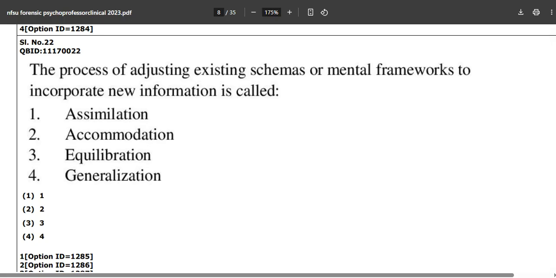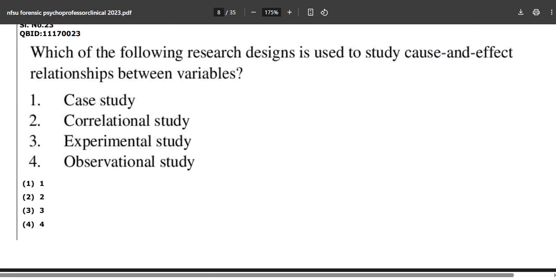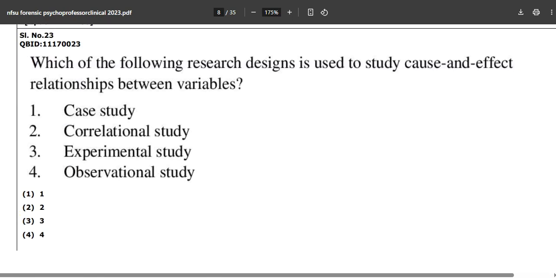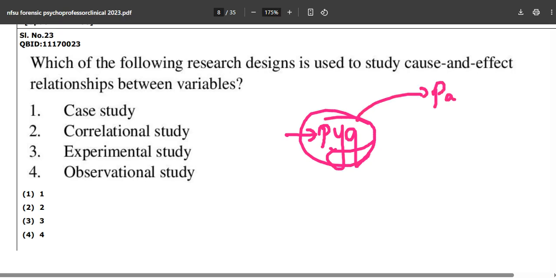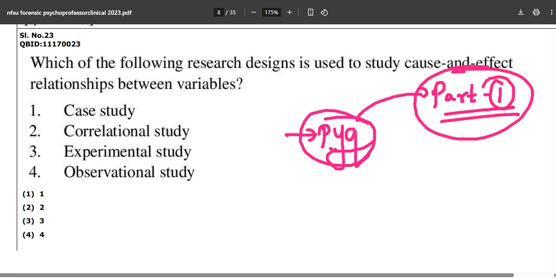Now going to the next question: which of the following research designs is used to study cause and effect relationship between variables? This is a complete PYQ repeat from the same paper. In the previous part number 1, if you have not watched it, it is highly recommended that you watch. Not recommended, you have to watch. No chance for you. If you skip it, you will lose marks guaranteed. So make sure that you watch part 1.